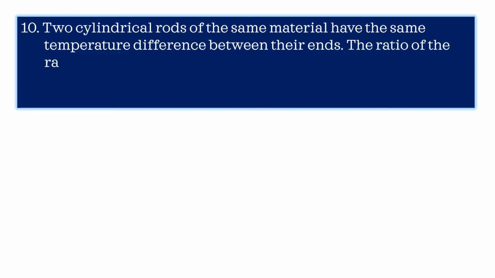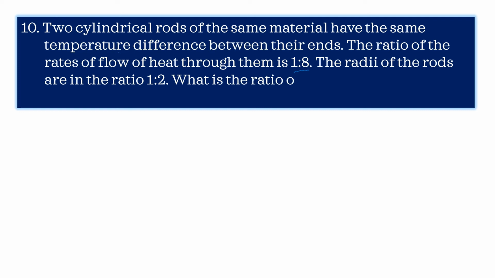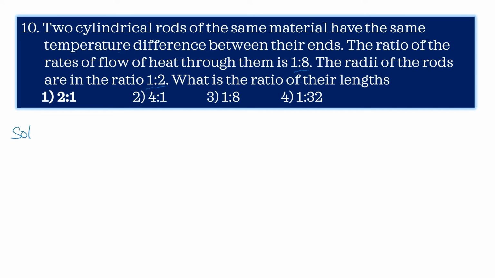Next one, two cylindrical rods of the same material have the same temperature difference between their ends. The ratio of the rates of flow of heat through them is 1:8. The radii of the rods are in the ratio 1:2. What is the ratio of their lengths? Here we have to calculate the ratio of their lengths. Let us go to the solution.